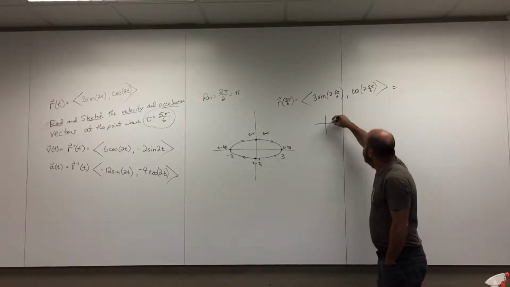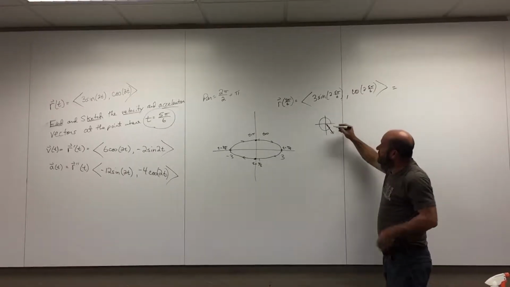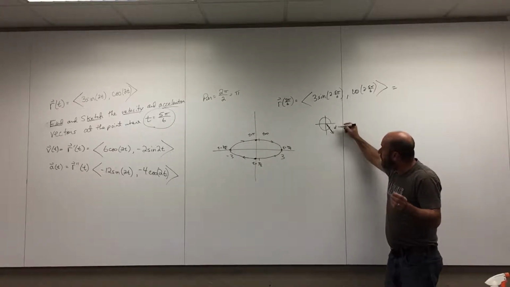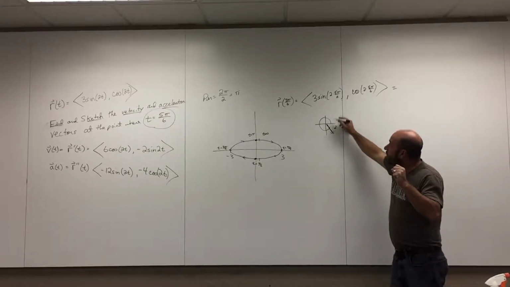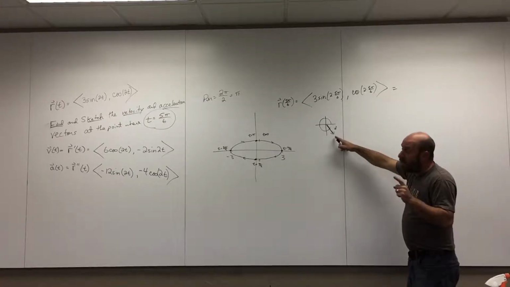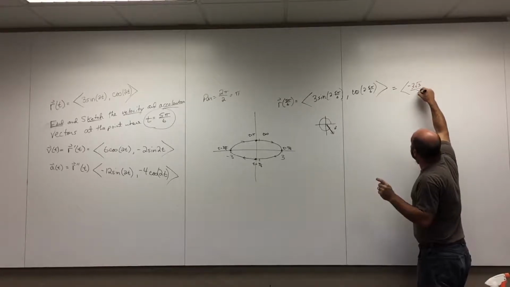So, 5 pi over 3 is over here on the unit circle, and the sine of that is, that's a 60 degree related angle. The sine is square root of 3 over 2 times 3. Oh, it's negative. Wait a minute, it's negative down here. So I think that's negative 3 square roots of 3 over 2.